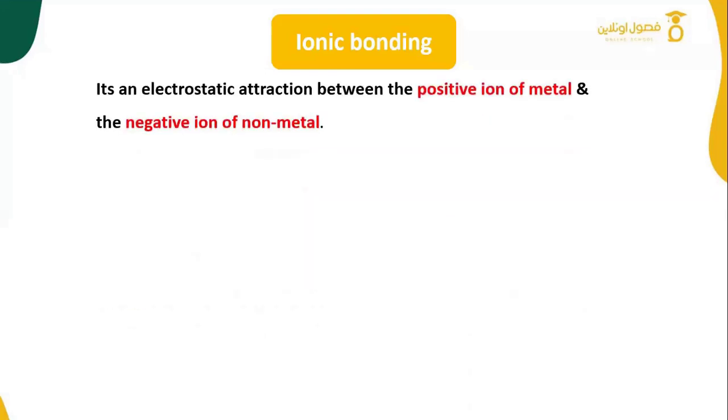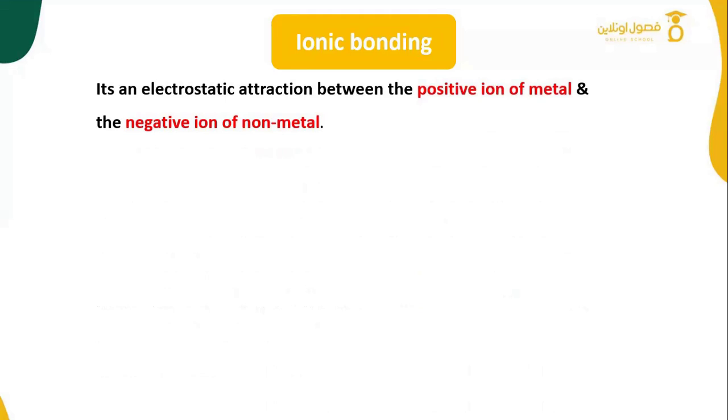Today we are going to talk about chemical bonding. There are many types of chemical bonding such as covalent bonding, ionic bonding, hydrogen bonding, and more. But today we will focus on ionic bonding. Ionic bonding is an electrostatic attraction between the positive ion of metal and the negative ion of non-metal.